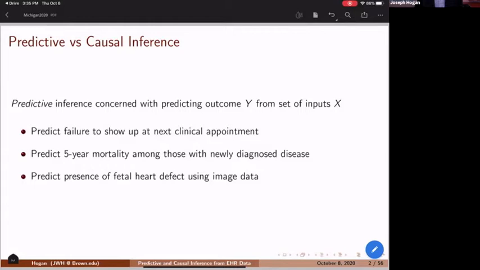So when I say predictive inference, what I'm talking about is inference concerned with predicting an outcome Y from some set of inputs. And here are just some examples. You might predict failure to show up at a clinical appointment, or predict presence of fetal heart defect using image data. So inputs are X and the outputs are Y. And a lot of us are used to doing things like this.